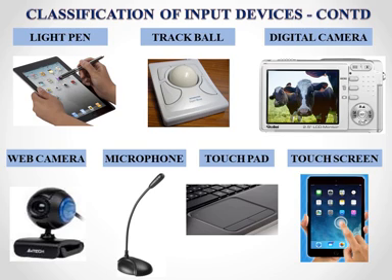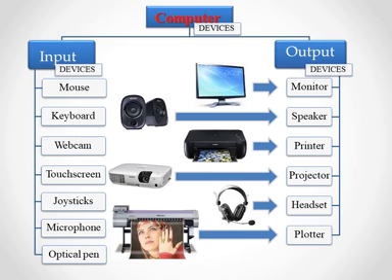Touch screen. You all know what a touch screen is. In the light pen itself, you came to know the use of the touch screen. So what is it? It's a computer screen which is sensitive to touch, where we can select the objects directly by touching with your fingers without using a pointer device.